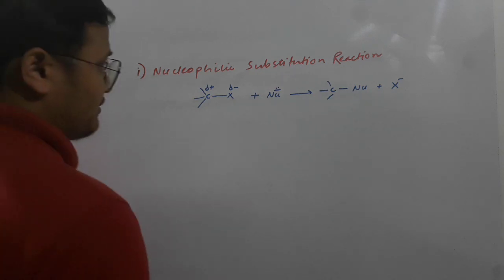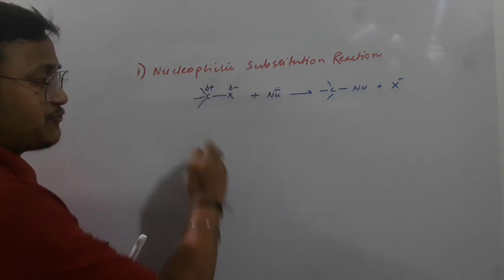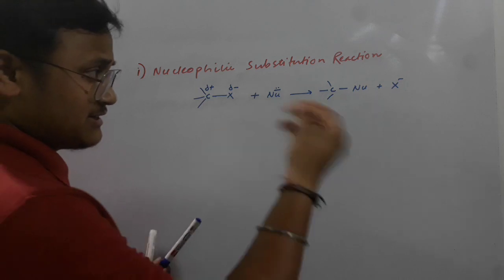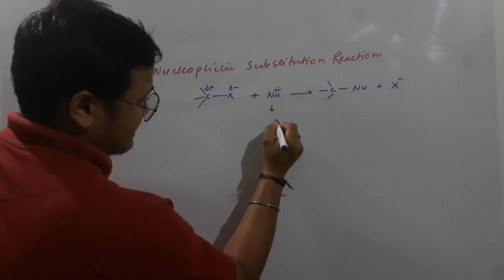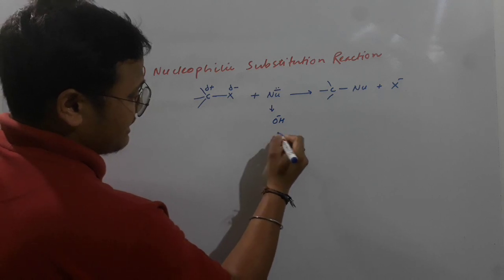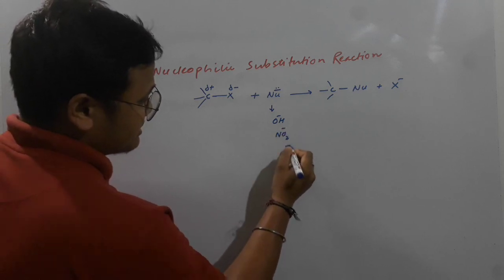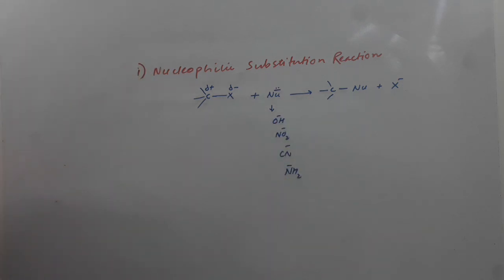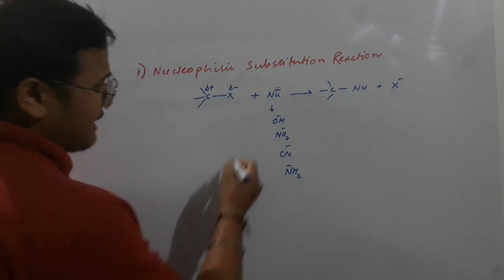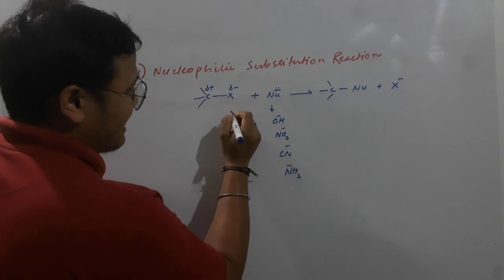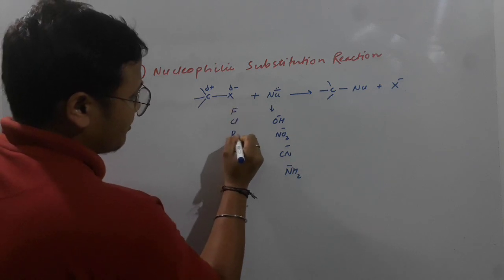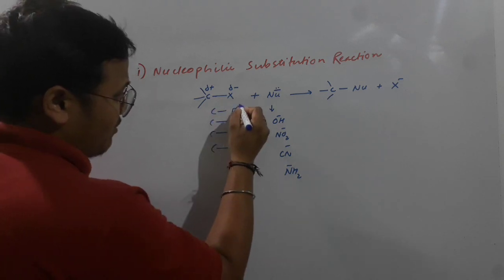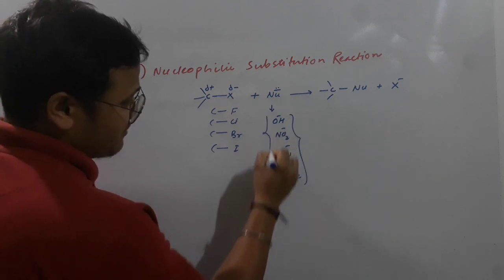Now if we talk about the different aspects of this reaction, here we can have a number of nucleophiles, that is, negatively charged species, like OH negative, NO2 negative, CN negative, NH2 negative. So different types of nucleophiles can react with this particular compound. And the halogen can be fluorine, chlorine, bromine or iodine, bonded to carbon.